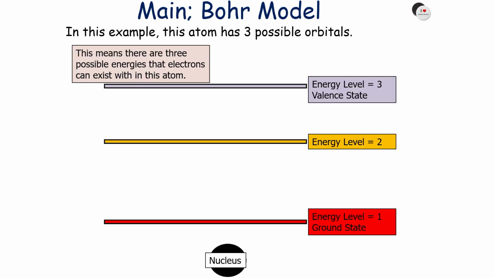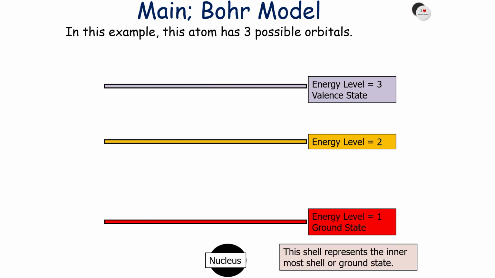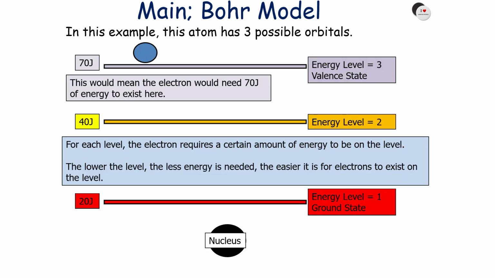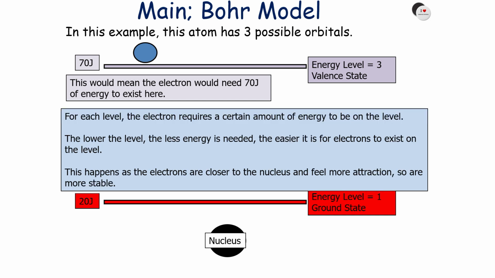So in this example, the atom has 3 possible orbitals. So there are 3 possible energies the electron can have to exist within this atom. So it is here, or here, or here. Now the shell at the bottom represents the innermost shell, or the ground state. The shell at the top represents the outermost shell, or the valence state. So if you had an energy level value for your energy level, it will tell you the energy you need to exist at a particular energy level. Now the lower the level, the less energy is needed, because it's easier for the electrons to exist near the nucleus, because there's a greater attraction from that nucleus.